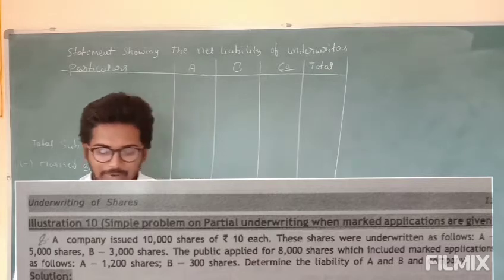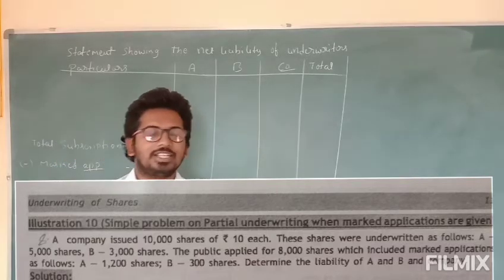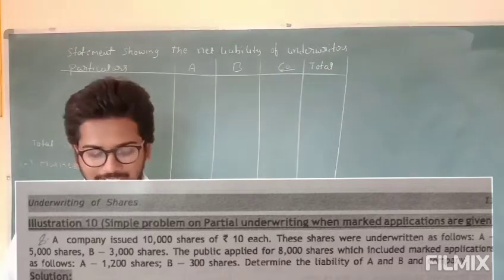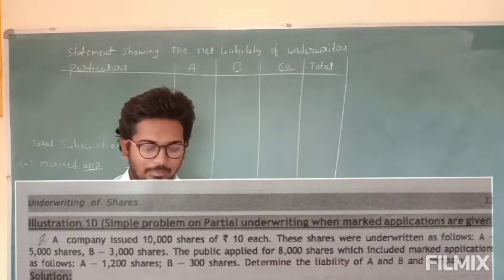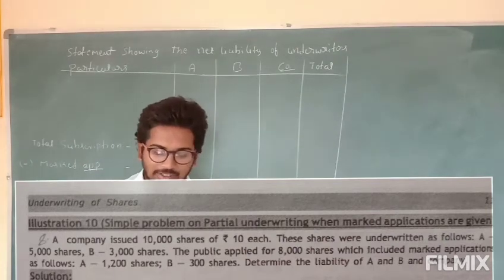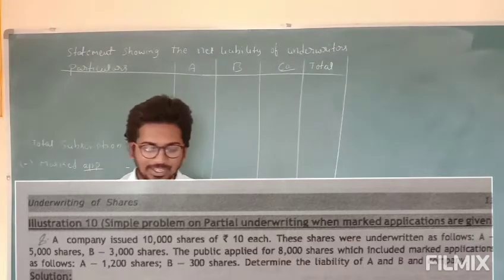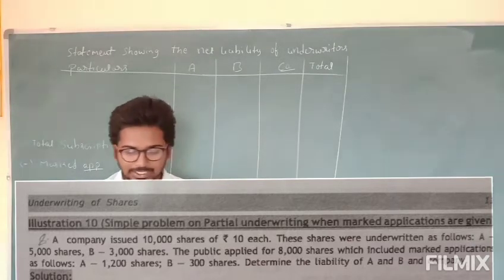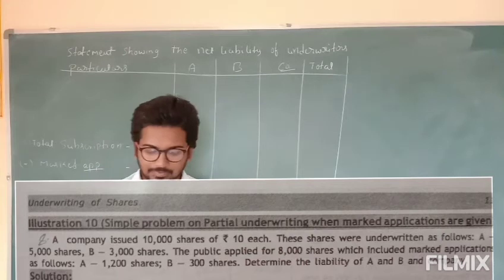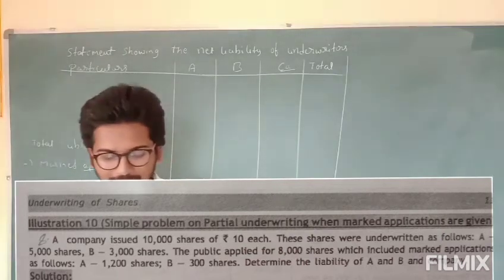Then the public applied for 8,000 shares. That is what we call public subscription. Shares applied by the public is public subscription. It included the marked applications as follows: A 1,200, B 300. So determine the liability of A, B and the company.